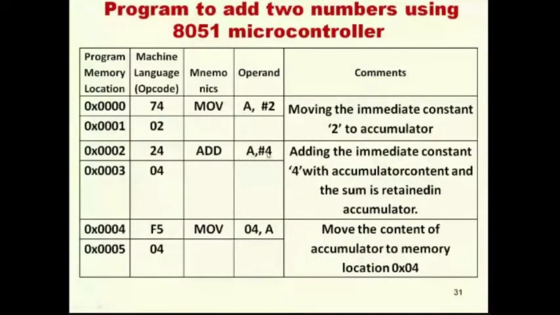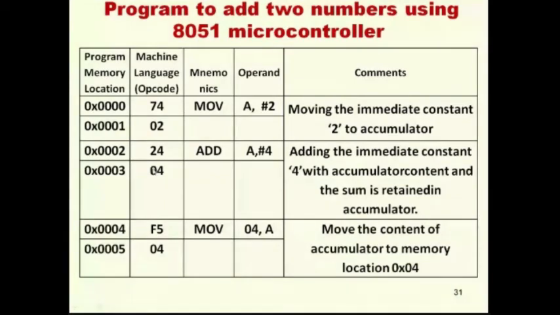Hash means it is immediate. This is for human beings to understand. How will the 8051 microcontroller understand? By fetching the instruction 24 and decoding the instruction 24, it will understand: oh, I have to add the content of the accumulator with the next memory location content, and I have to store it back into the accumulator. It will understand by fetching and decoding this 24. And it will execute. While executing, it will add the content of the accumulator, which is 2, with the immediate constant, which is 4, and the sum will be stored back in the accumulator, which is 6, as discussed.